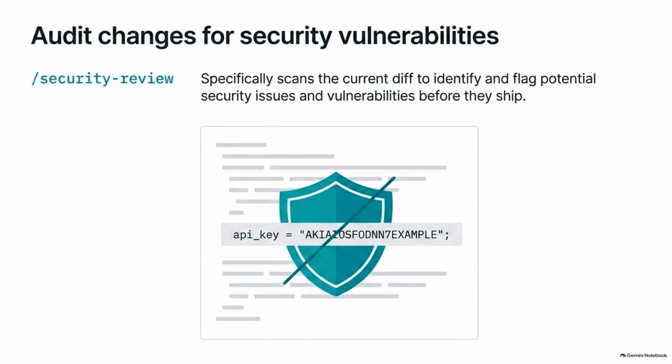/security review is a more focused pass over the same diff. Instead of looking for bugs generally, it's specifically hunting for security issues and vulnerabilities. Think exposed API keys, unsafe patterns, anything that shouldn't slip through before the change ships.